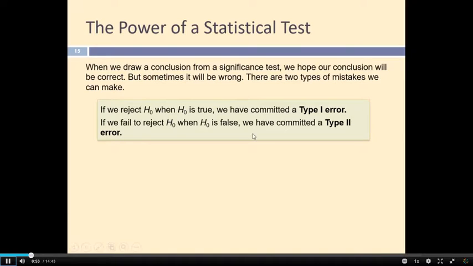The other error we can make is if we fail to reject the null hypothesis, when in fact the null hypothesis is false, we have committed a type 2 error.